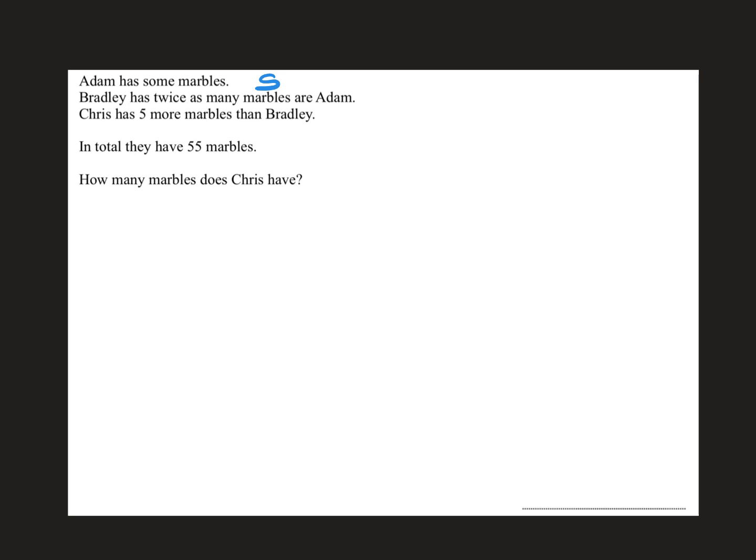Bradley has twice as many as Adam. So that means he has 2 of what Adam has. So that would be 2S. And Chris has 5 more than Bradley. Now we know Bradley has 2S. Chris has 5 more. So that would be 2S plus 5 more. Plus 5. So in total, they have 55 marbles. So we know that if we add them all up, we will get a total of 55.